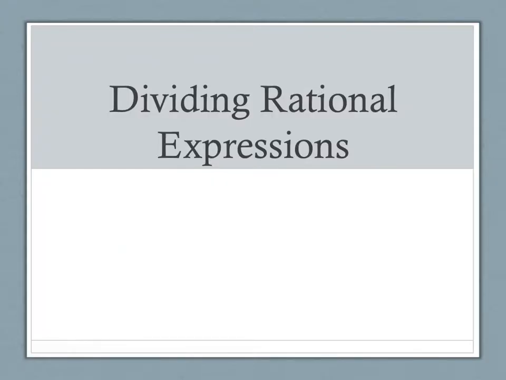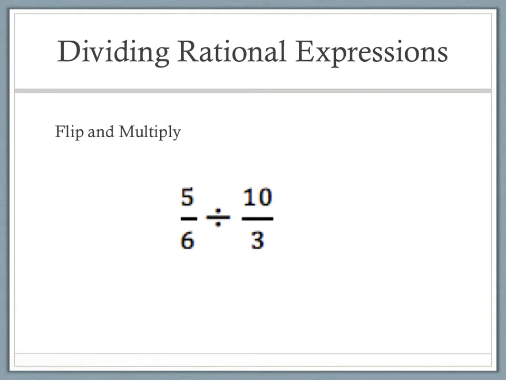Now we're going to jump into dividing rational expressions. Dividing is going to be very similar to multiplication. There's just going to be one step you have to do first before you do essentially the same thing. So when we divide fractions, here's a refresher on how we do that. You might have heard of copy, change, flip, or keep, change, flip. What we do is we keep the first fraction, change it to multiplication, and flip the second fraction, so it'll be 3 over 10.